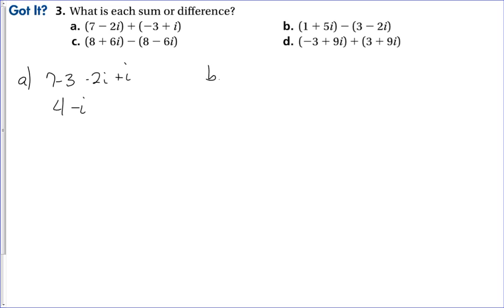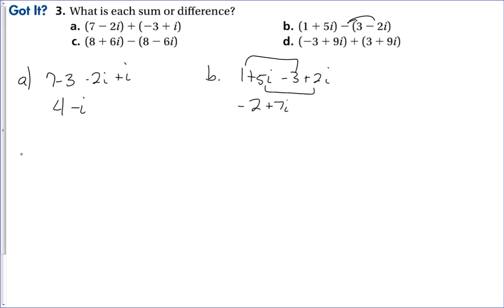Let's move on to the next one. Letter B. What I would do is go ahead and distribute this negative 3. So you have 1 plus 5i minus 3 plus 2i. Now that we distributed negative 3, we can just combine these things. 1 minus 3 is negative 2. And then 5i plus 2i is simply plus 7i.